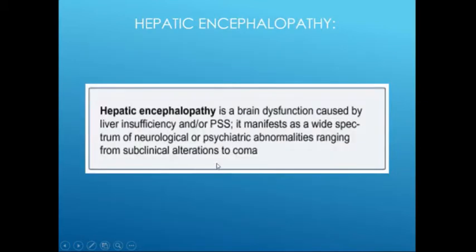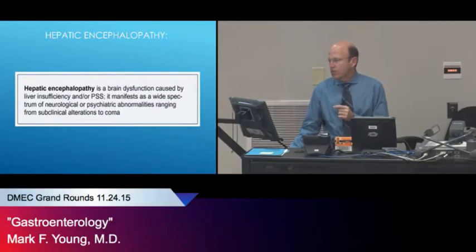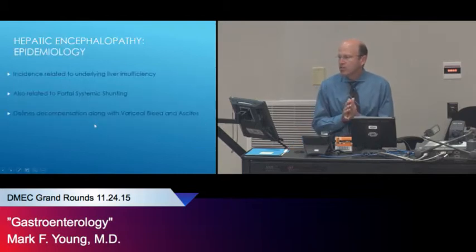Just a little bit on hepatic encephalopathy. If you have hepatic encephalopathy, I think a great definition is brain dysfunction caused by liver insufficiency as it manifests a wide spectrum of neurologic or psychiatric abnormalities ranging from subclinical alterations to coma. Now, the epidemiology is related to the underlying liver disease with portal systemic shunting.